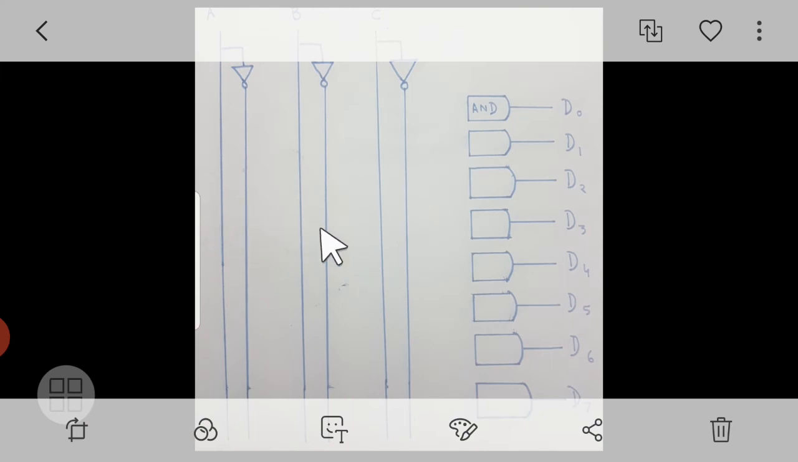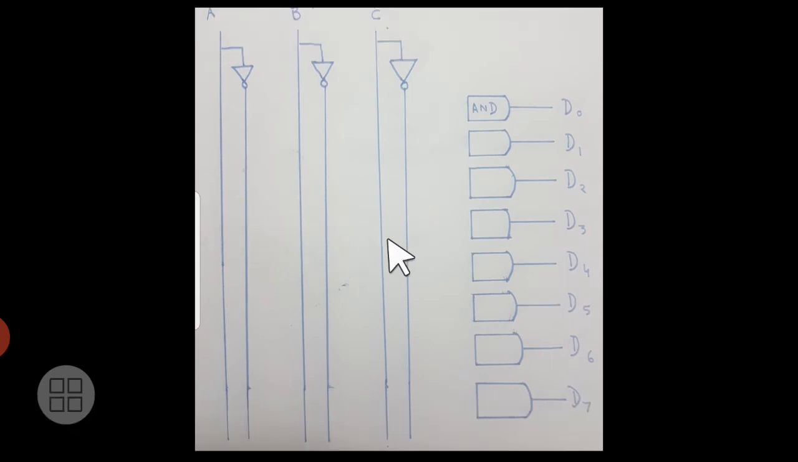So these 3 are the inputs, A, B, C, or you can say A complement, B complement and C complement, and here are the output lines which we get through the AND gates. So 8 AND gates are there from 0 to 7, and these are the outputs D0, D1, D2, D3, D4, D5, D6, D7. Alright, now we have to establish the connection.